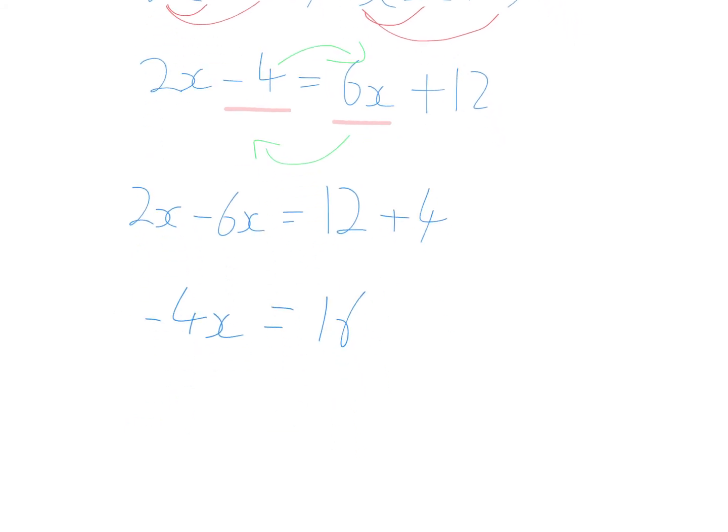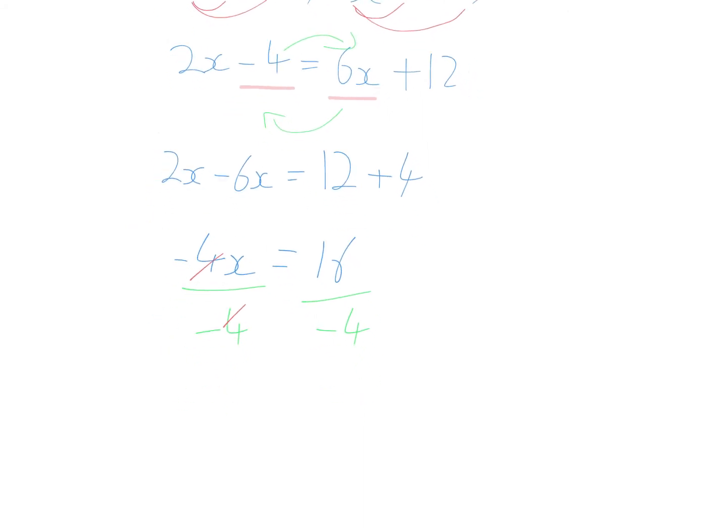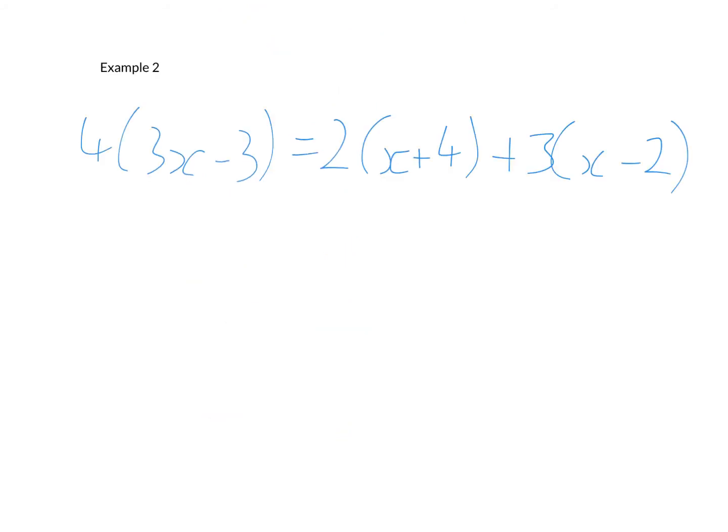Now we want to get rid of our minus 4 here so we can find out what x is by itself. So let's divide by minus 4. And when we do that to one side, we have to do it to the other side. So it's going to cancel on the left, giving us x. On the right hand side, 16 divided by 4 is 4. And a plus divided by a minus is a minus. So we're going to end up with our final answer of x is equal to minus 4.